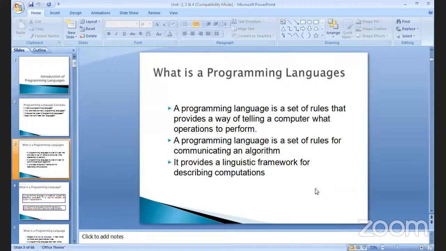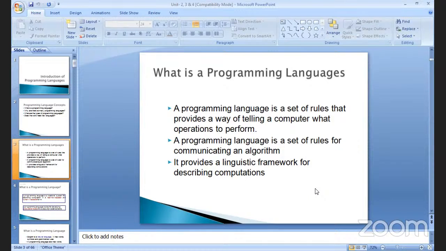The first one is: what is a programming language? A programming language is a set of rules. That means it contains rules, it follows the rules, and it provides a way of telling a computer what operation to perform. Whatever program you are going to make, as required, we provide some information or input data to the computer in digital form, and then the computer understands it and gives the result.